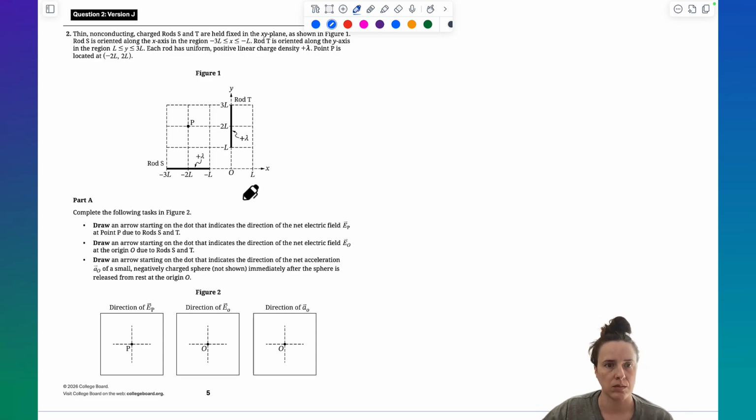All right, in part A, we want to draw an arrow starting on the dot that indicates the direction of the net electric field EP at point P due to rods S and T. And then we want to do it for the origin due to the two rods, and then if I let go a negative charged sphere at the origin, which way would the acceleration be?